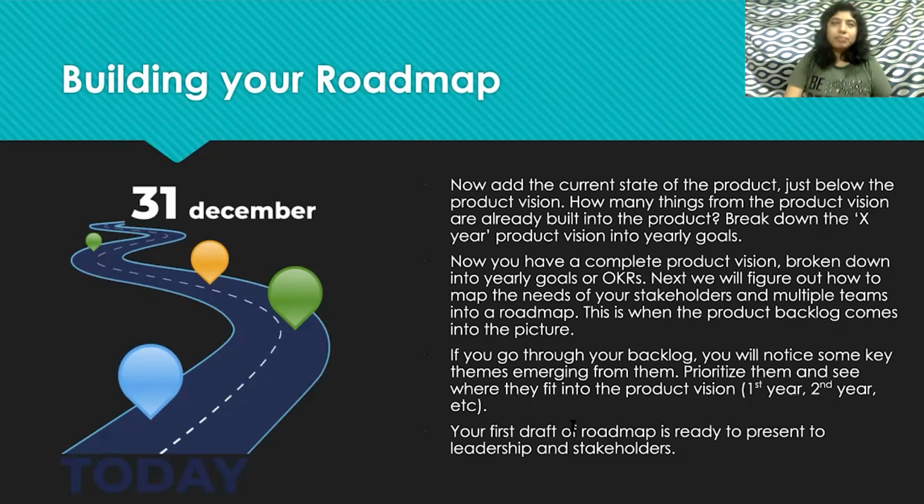Now that you have some basic idea about what you want to do in year one, which are the backlog user stories given by your internal stakeholders that you have to pick in year one, and you have a solid reasoning as to why you want to do it and how it aligns with your product vision, it's ready to be presented to your leadership and stakeholders.